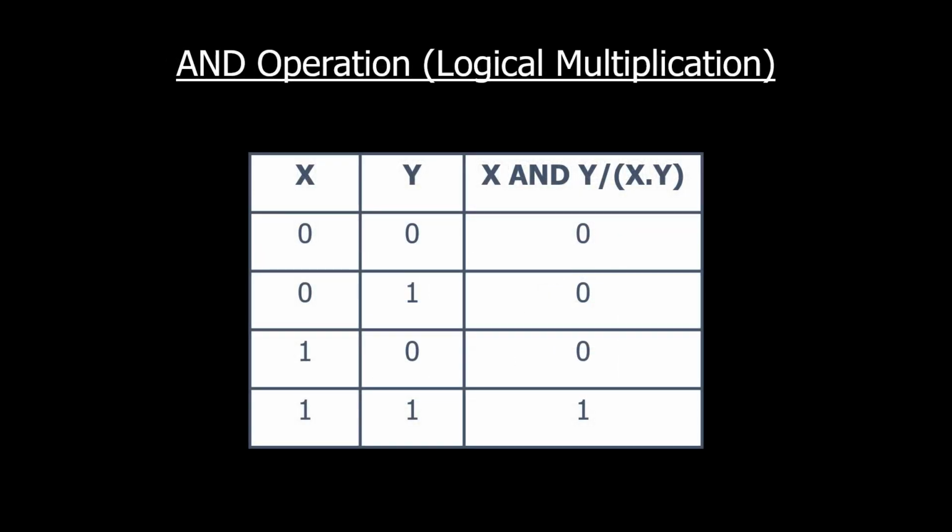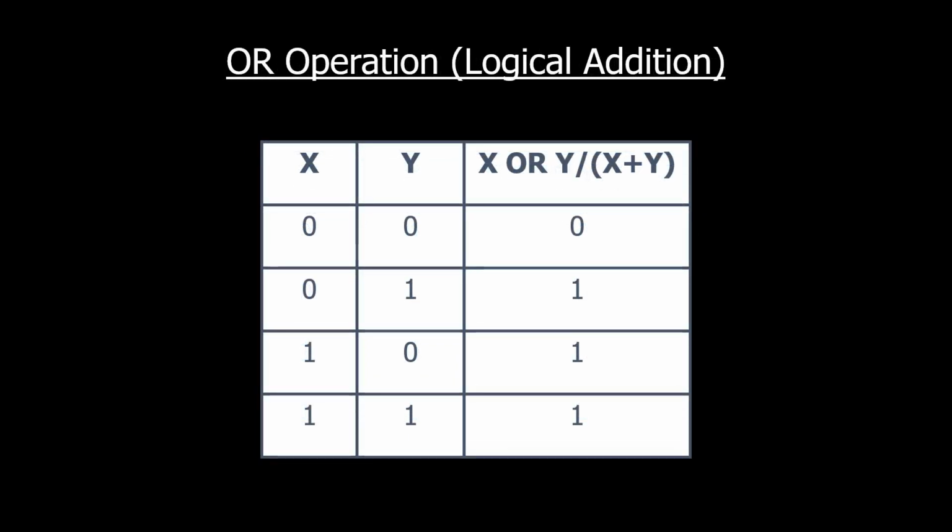The next Boolean operation is the AND operation. We call it the logical multiplication. In that, we look at the logical multiplication of 2 Boolean variables. In this operation, only if both variables are equal to 1, the output will be equal to 1. Otherwise, if at least one variable is equal to 0, then the output is going to be 0. The third Boolean operation is the OR operation, or we call it the logical addition. In that, if at least one variable is equal to 1, then the output is equal to 1. Now these are the 3 basic operations Boolean algebra has.